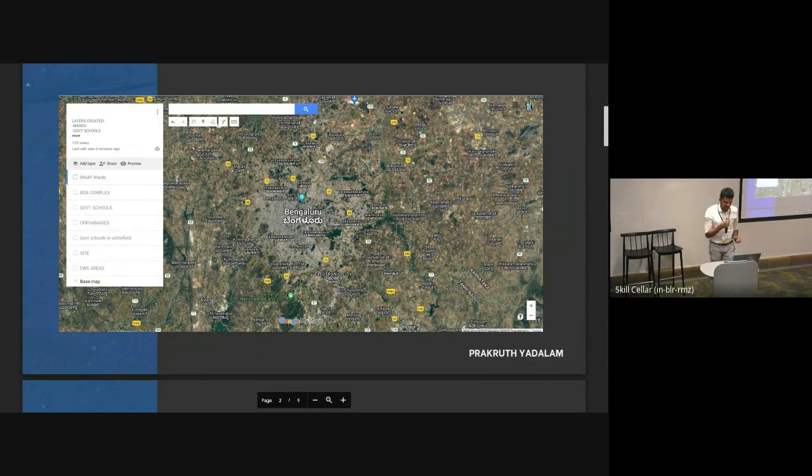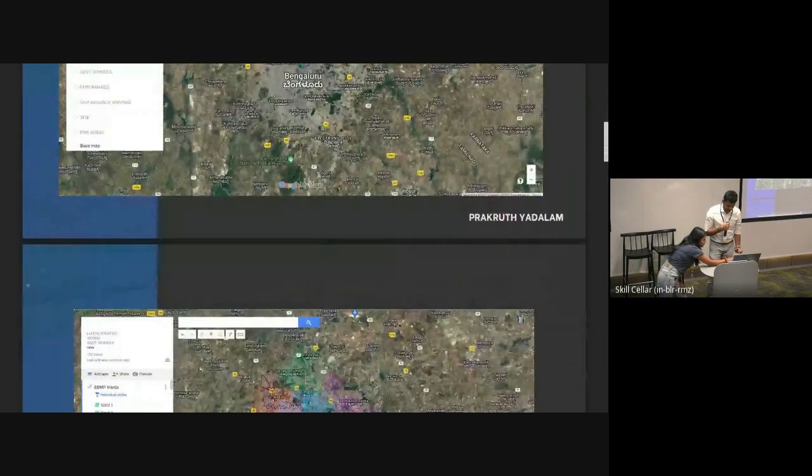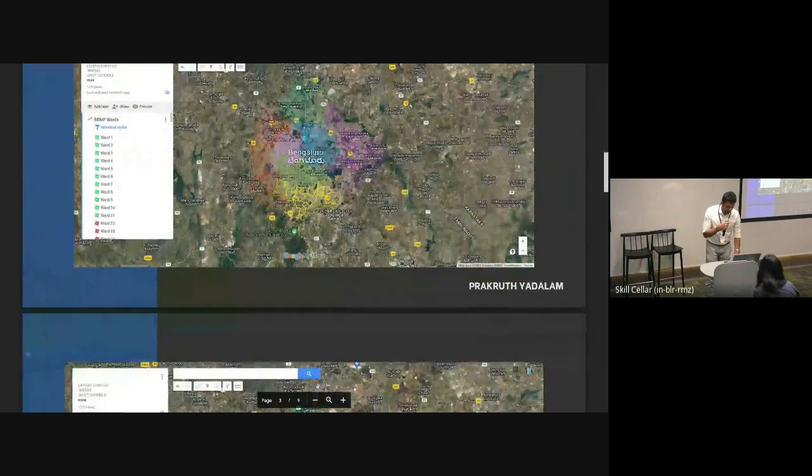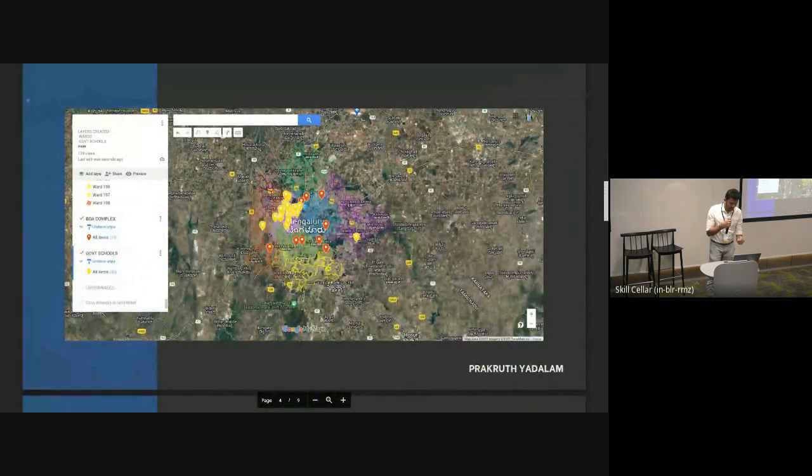And this is one specific use case. Here we try to map Bangalore into different zones, and through different layers, we understand how this can be useful in the coming days. This is a general ward map of the 198 wards in Bangalore. And this is a mapping of government schools in one specific zone in northwest Bangalore.